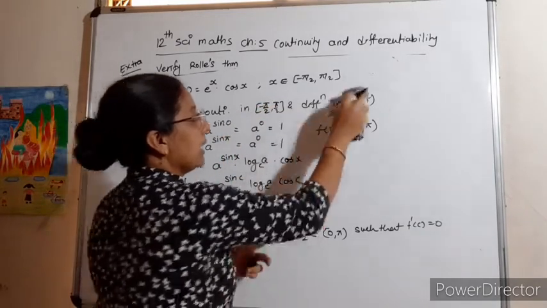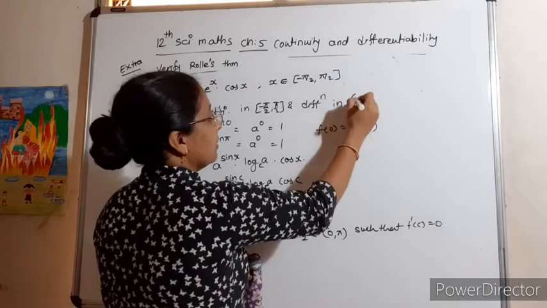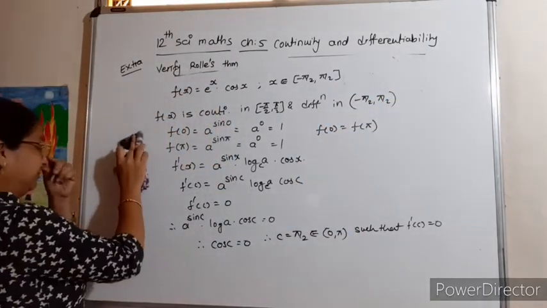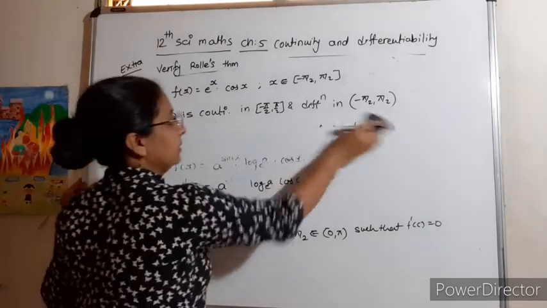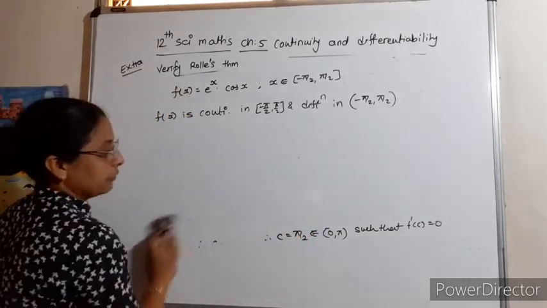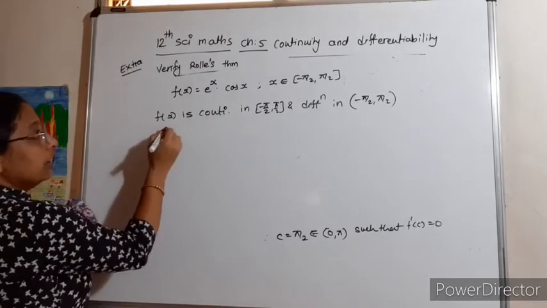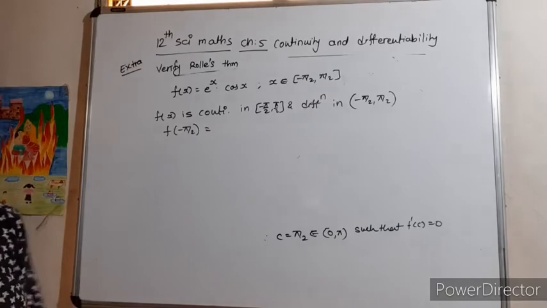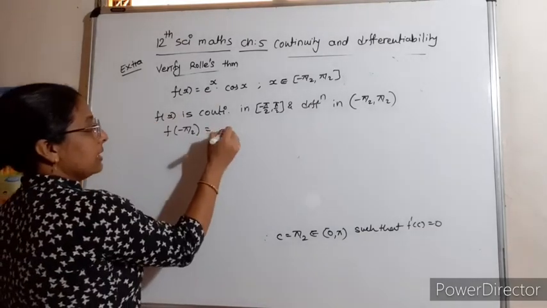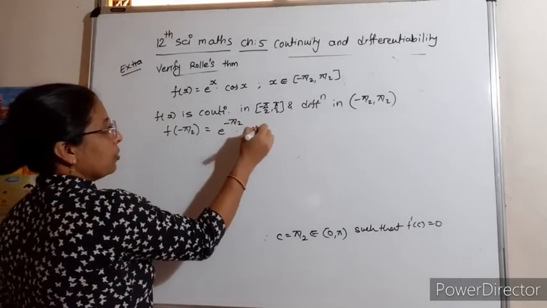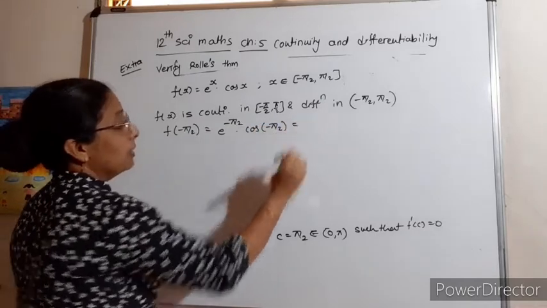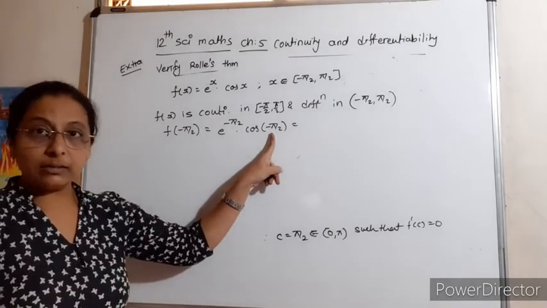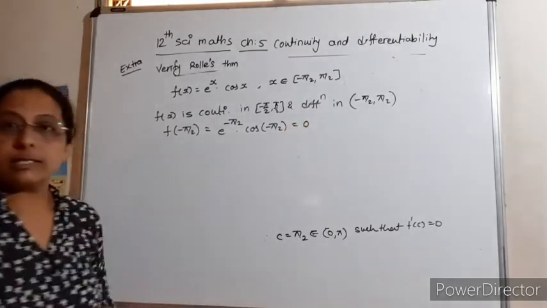ये तो आपको लिखना ही है. Differentiable in the open interval. Okay. Now we will find f of a and f of b is there or not. F of minus pi by 2. If you write f of minus pi by 2, that is e raised to minus pi by 2 cos of minus pi by 2. You know cos pi by 2 is 0. That means what? ये 0 हो जाएगा. So here it is equal to 0.